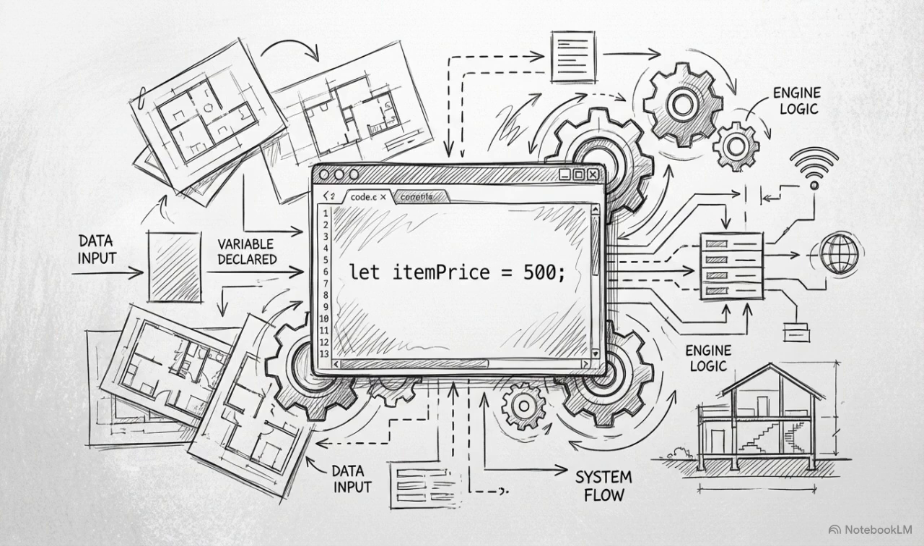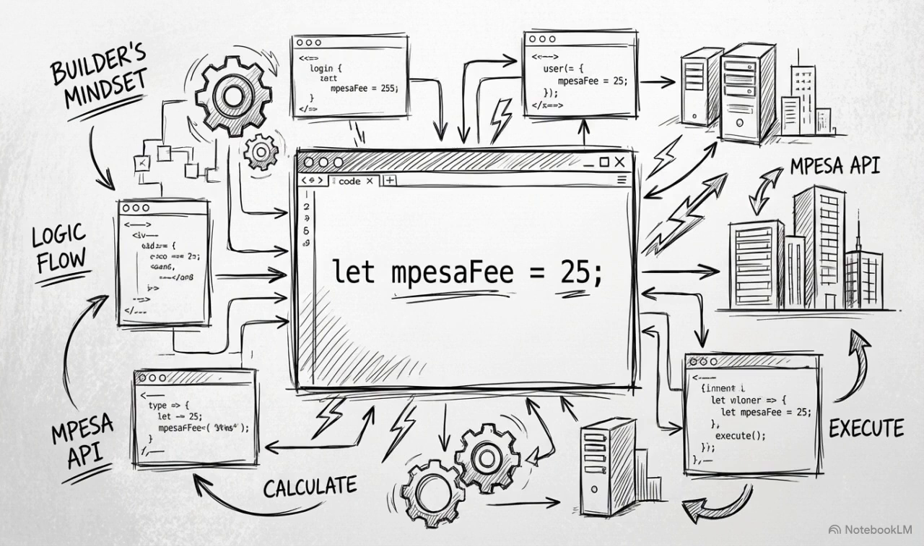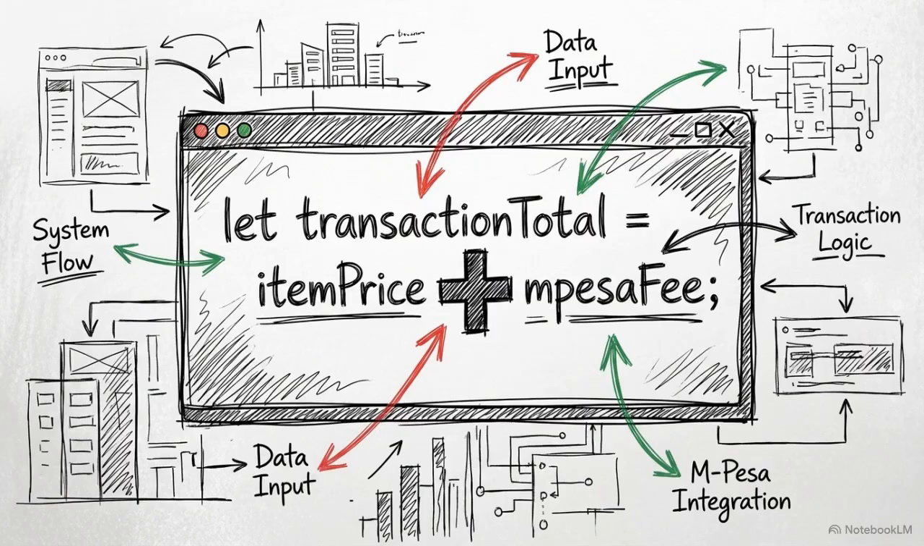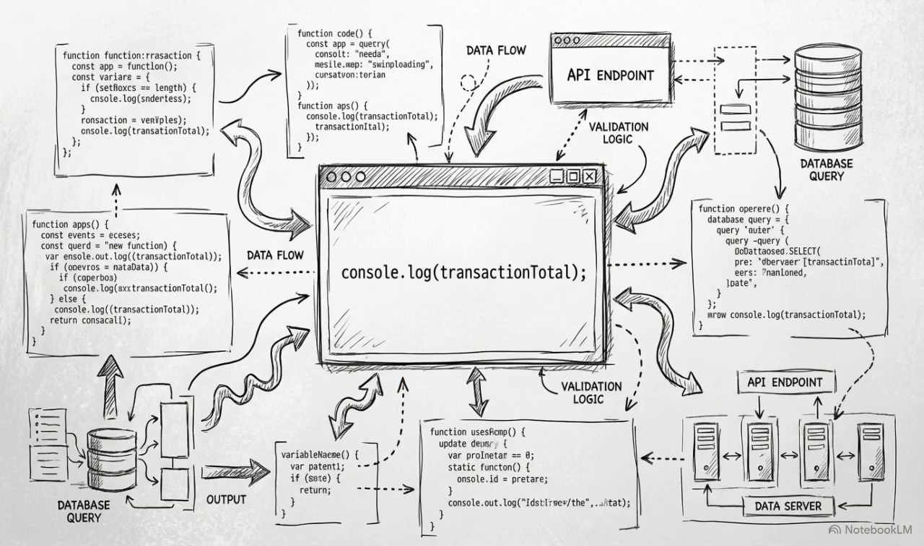Type let item price equals 500. Real systems track multiple data points at once. Declare a second variable. Let M-Pesa fee equals 25. Now we build the logic. Create a third variable called transaction total that adds item price and M-Pesa fee together. Add a console.log command. This instruction pushes your calculated total out of the code and directly into the browser.